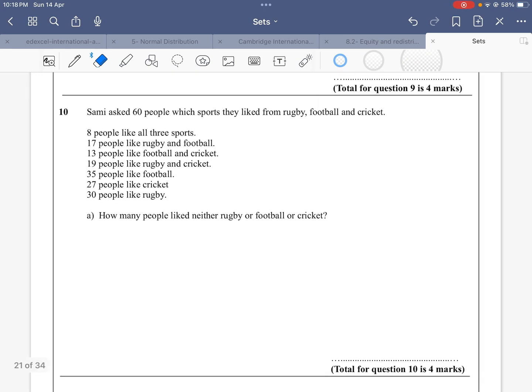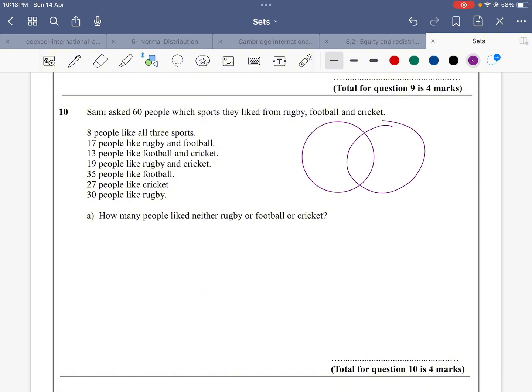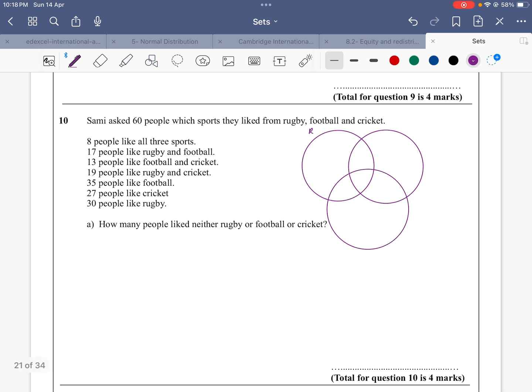Similarly, let's attempt this question as well. 60 people were asked which sport they like from all of this. So these are again overlapping sets, 3 overlapping sets. Let's name them. This is rugby, football and cricket. 8 people like all 3 sports. 17 people like rugby and football. This is how we are going to fill this Venn diagram. The only thing that I want to explain here is this part.